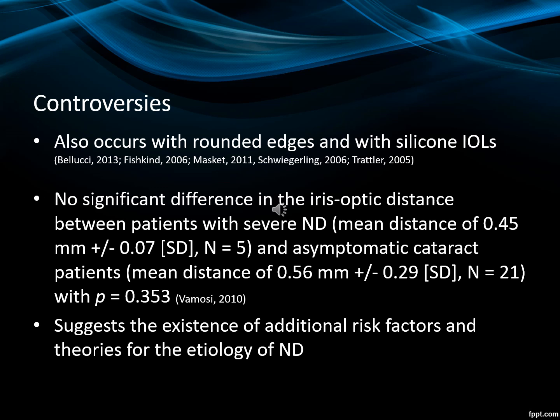However, herein lies a controversy, because although there are reports that the incidence is higher in eyes with a sharp edge acrylic lens, negative dysphotopsia has also been reported to occur in all types of lenses, including silicone lenses and those with rounded edges. There was also another thought that maybe it has to do with a difference in the distance between the iris and the optic. However, in this study by Vamosi, they found that the patients who had severe shadow symptoms had approximately the same distance between the iris and the optic compared to the patients who were asymptomatic. And therefore, the distance between the iris and the optic did not seem to be a big factor. Therefore, this suggests that it is not just one cause of negative dysphotopsia. There may be several causes that combine to cause the shadowing.